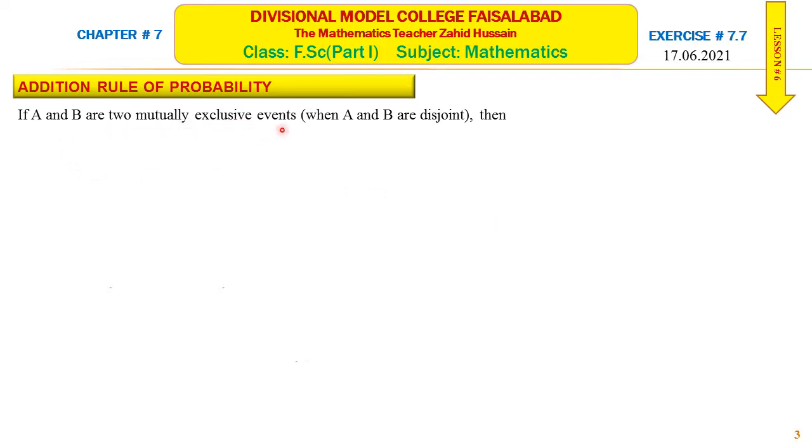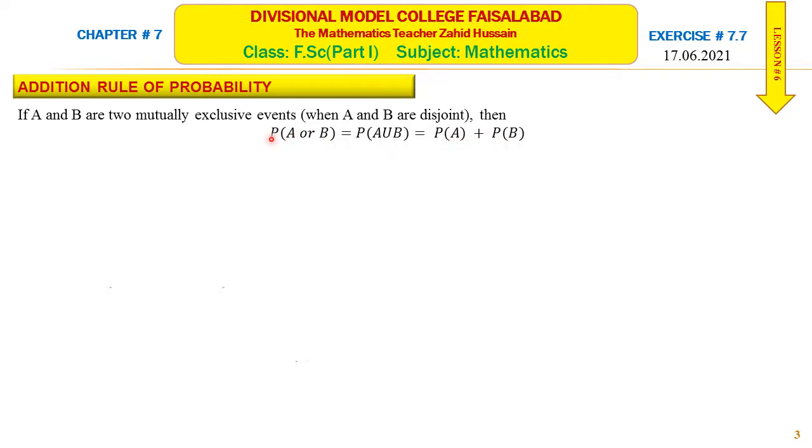Are mutually exclusive events. When A and B are disjoint, that is, A and B are two events such that there is nothing common in these two events A and B, then the sum rule of probability is this. We will be asked to find the probability of event A or probability of event B. When there is the word or between two events, then it means we will apply the addition rule of probability, that is, to find the probability of these two combined events. We will add the probabilities of these two events.